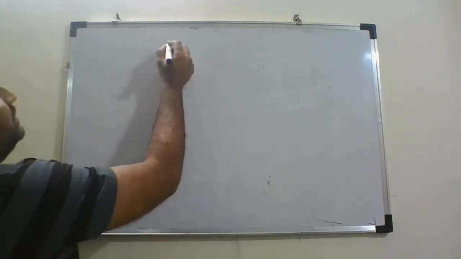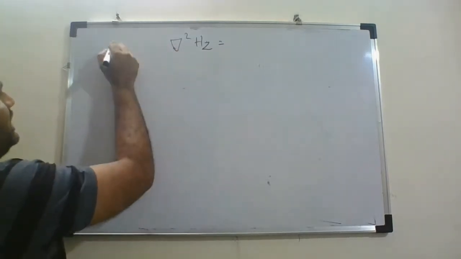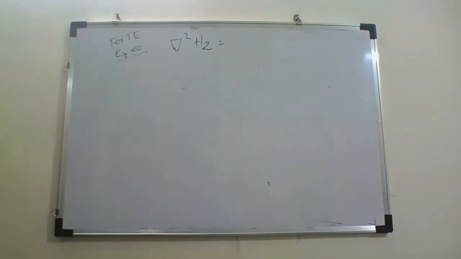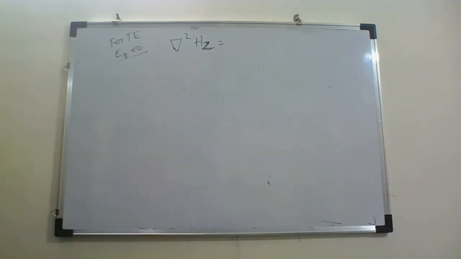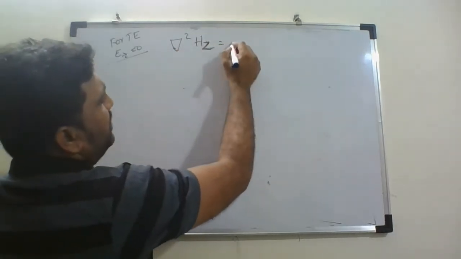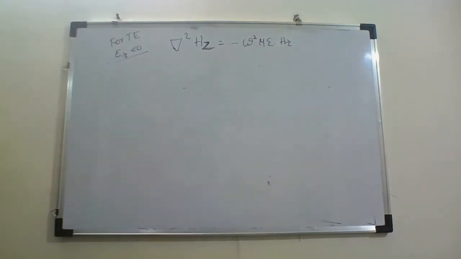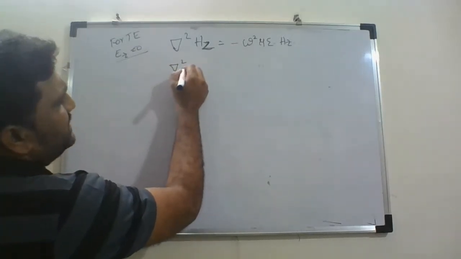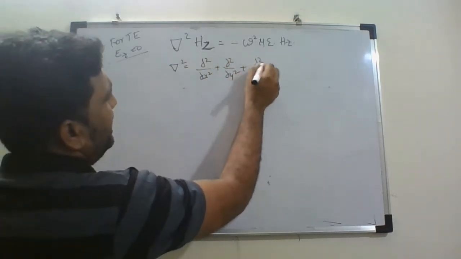So the general wave equation now will become, because for a TE wave, Ez is equal to 0, so there is no electric field component along the z-axis. Now the wave will have only a magnetic field component along the z-axis. Therefore the wave equation we can write as del square Hz is equal to minus omega square mu epsilon Hz. From this, del square is nothing but dou square by dou x square plus dou square by dou y square plus dou square by dou z square.